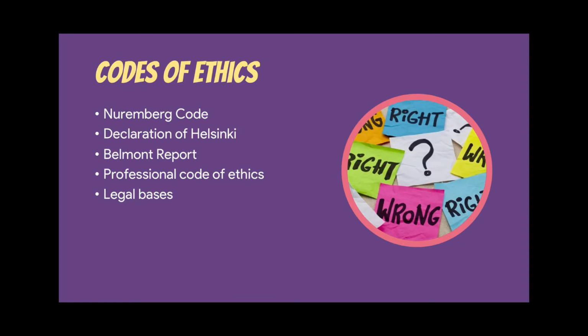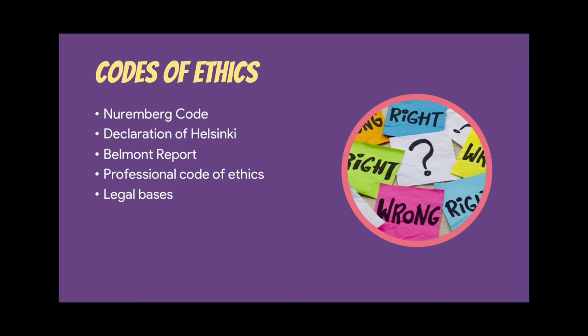So when we do research, we can base our decisions in making an ethical research through different codes of ethics. And then the first three are the common ones that all researchers follow, and then professional code of ethics and legal basis are specific to the context of the professional and of course on the context of the country where the research is being done.